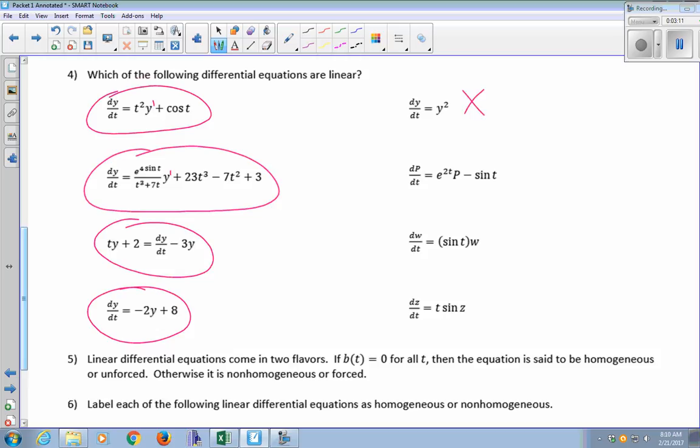How about this one? Yeah, p is the dependent variable. It's p to the first, so yep, that's linear. W to the first, yep. Right. Z is the dependent variable, and we have sine of z, which is not linear.